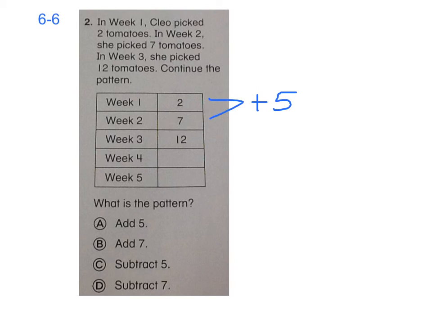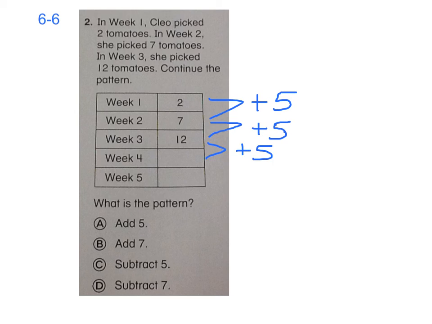Now start from 7, and the next number is 12. Think, 7 plus what will give you 12? Count on again if you need to. 8, 9, 10, 11, 12. We added 5 again. Now start with 12 and add 5 more because we have figured out that this is the pattern for this chart.